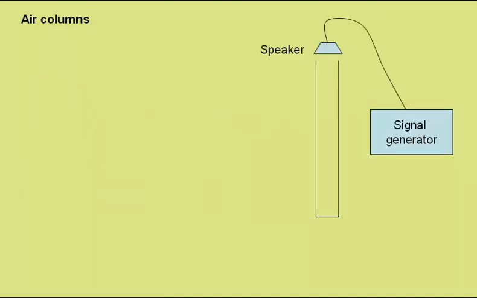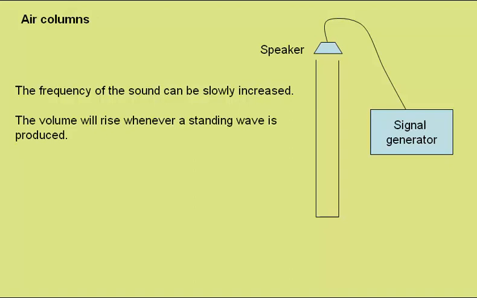We can produce standing waves in a column of air, in this case a tube sealed at one end. We have a speaker connected to a signal generator. The frequency of the sound can be slowly increased, and the volume will rise whenever a standing wave is produced. The first one we get would be the fundamental frequency, or first harmonic.